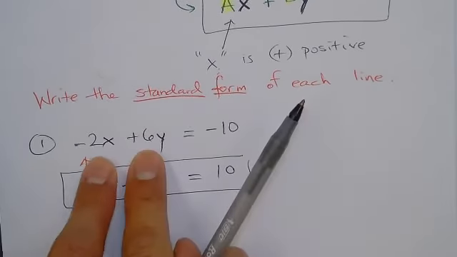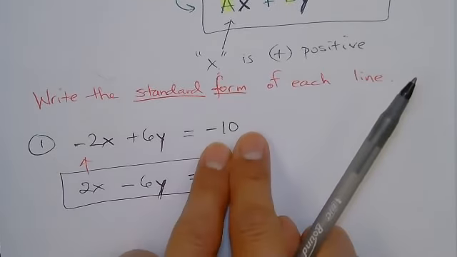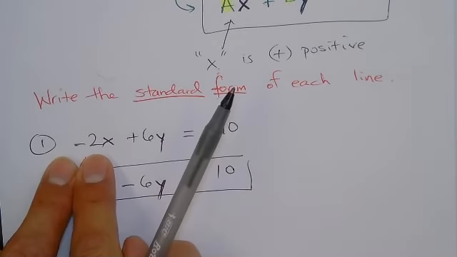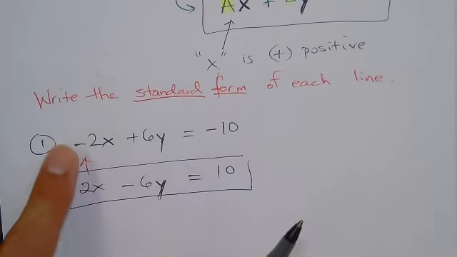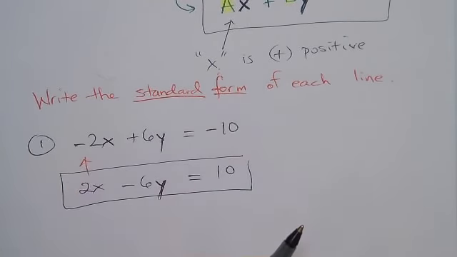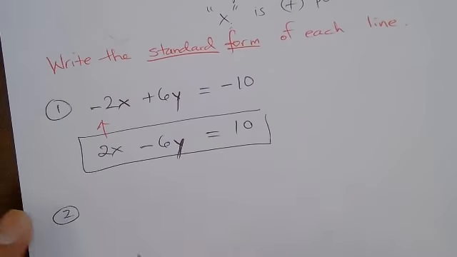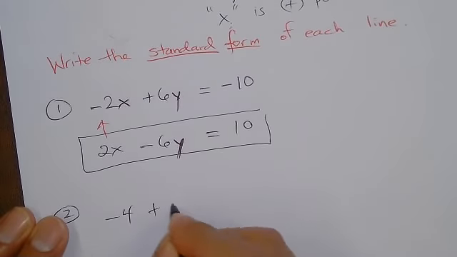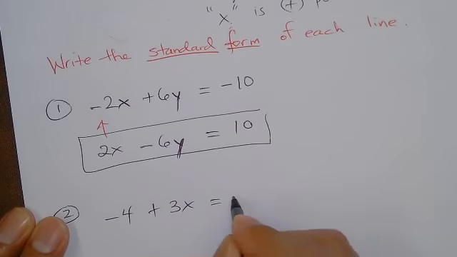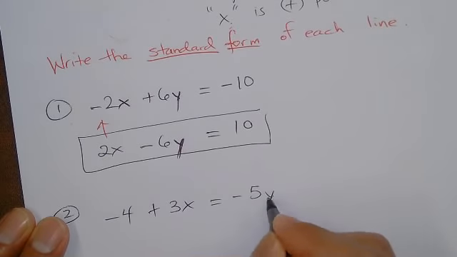Okay. So again, these were in the right place, but I'm telling you, the one for the assignment today, I don't know why they want this x to be positive. So we're just going to do it that way. Okay, let's go quick now. Number 2. What about negative 4 plus 3x equals negative 5y?